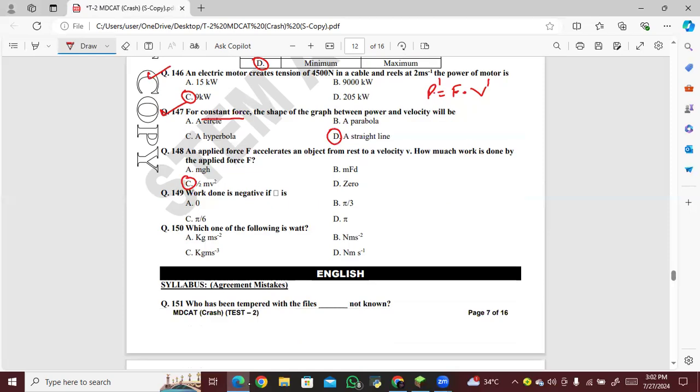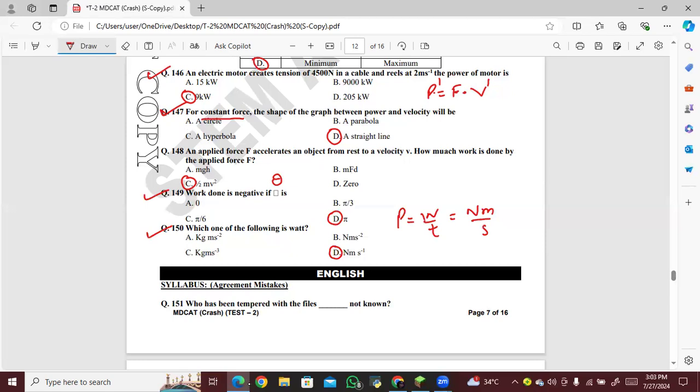Work done is negative if theta. I think the angle is asked. So for negative work done, the angle must be 180 degrees or pi radians. So the answer is D. Which of the following is a unit of power? Newton meter per second, because Newton meter is joule. Sorry, its answer is D, Newton meter per second, because power is work done upon time. So it is Newton meter and time is second. So the answer is Newton meter per second.